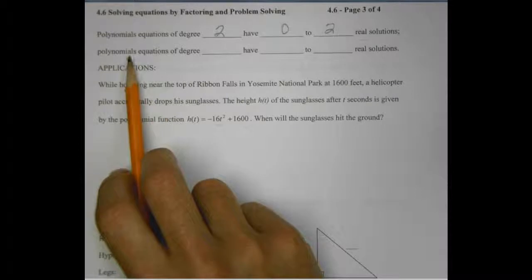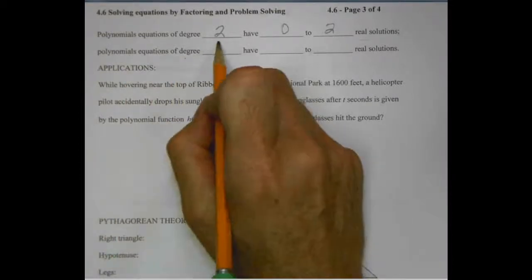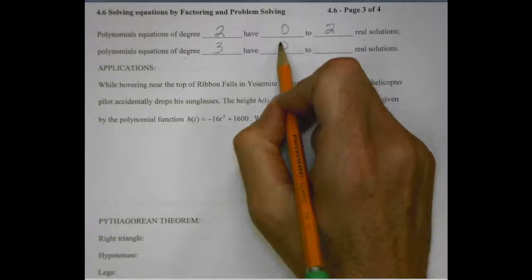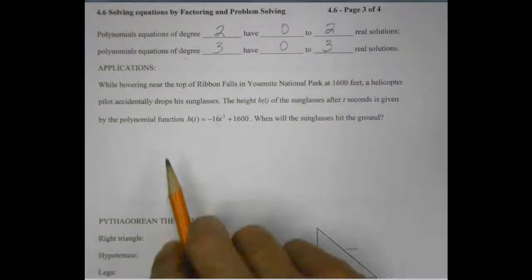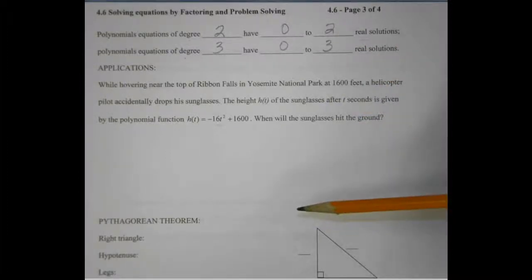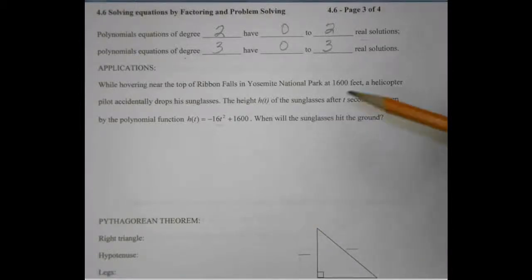If you have a polynomial equation of degree 3, that means the highest degree is a cubed, then you will have 0 to 3 solutions. And most of the ones that we'll see will have 2 solutions for squareds and 3 solutions for cubes. That's kind of a nice thing to know so that you can tell what to expect when you finish your problem.